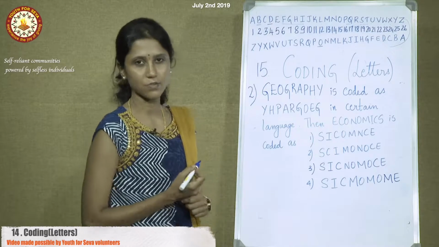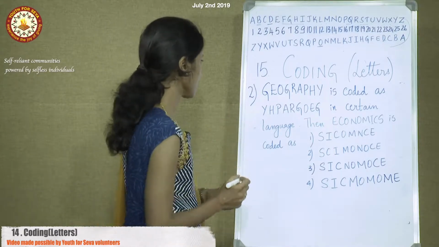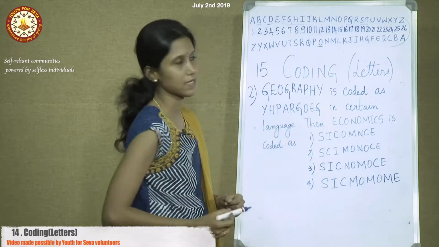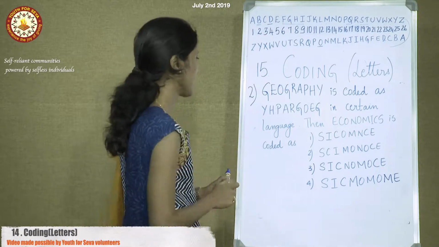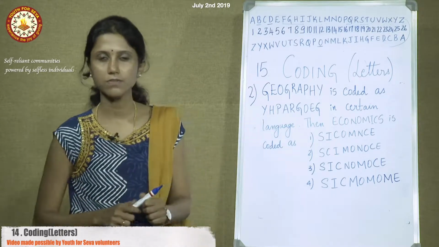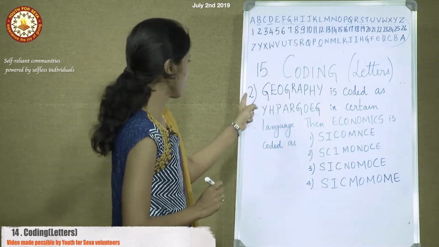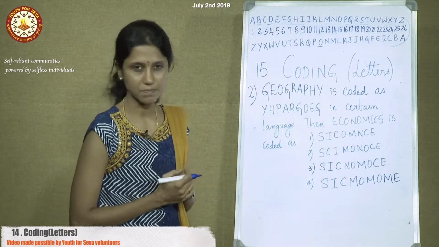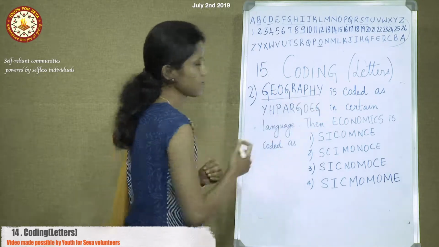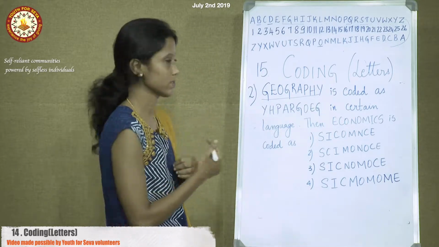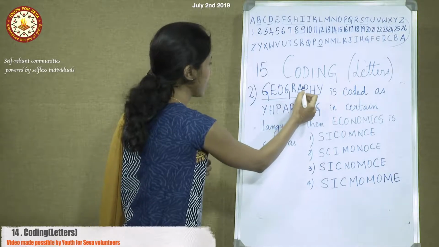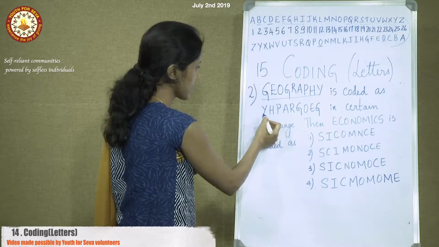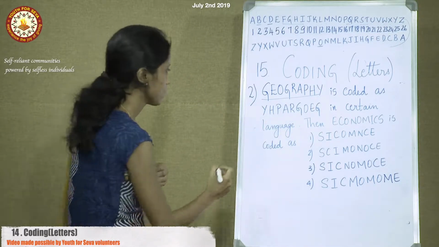Let us move to the second question now. Geography is coded as YHPARGOEG in a certain language. Then economics is coded as. We are given 4 options. When we observe how geography is coded, it's very simple. The letters of the word geography are written in the reverse order. GEOGRAPHY, reversed. In the same manner, let me repeat for economics now.